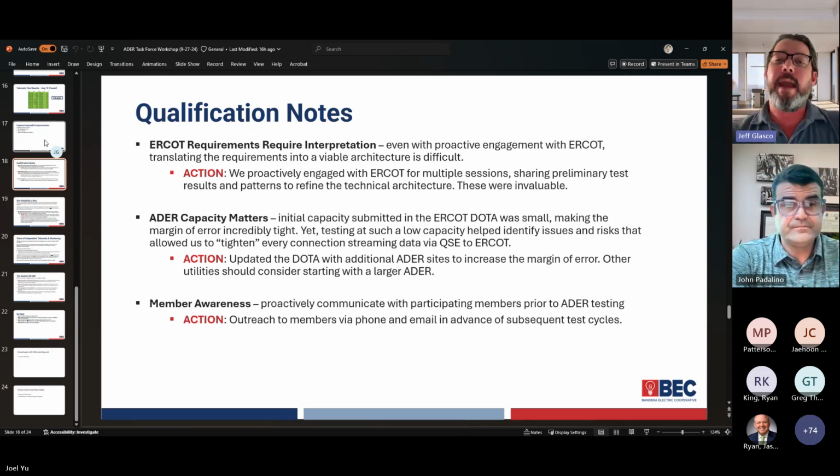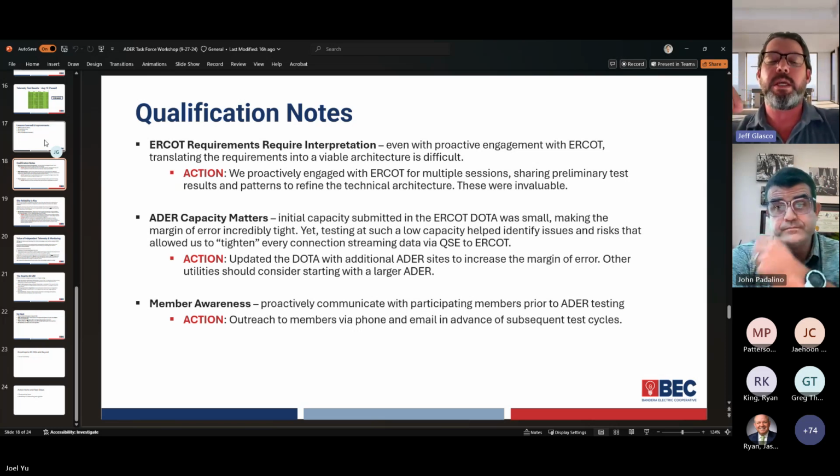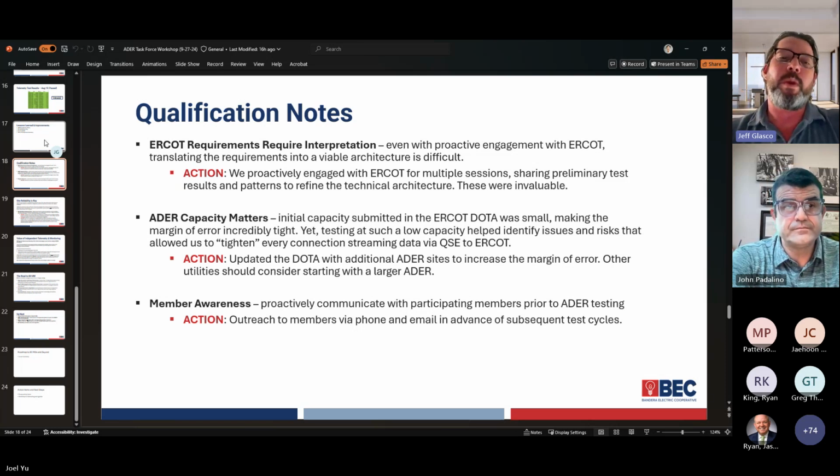I think capacity matters. Like we mentioned, I think starting with a smaller size ADER helped us identify some of these issues that we know will need to be in place as we scale up. So we did start small. We increased the size of that over our testing period, and we're currently ramping up from here.